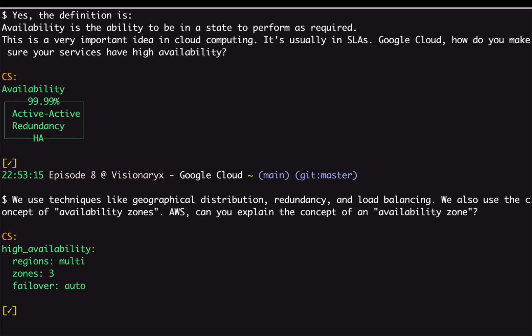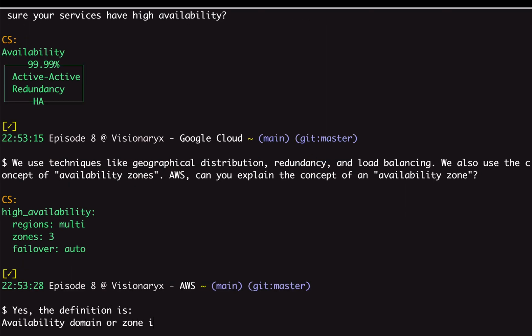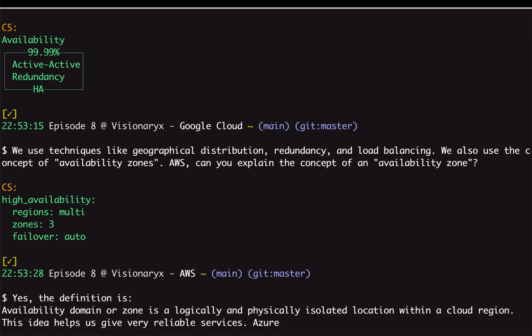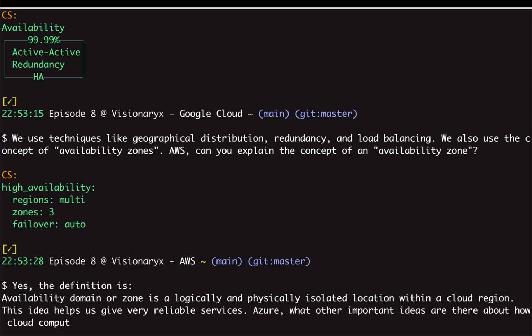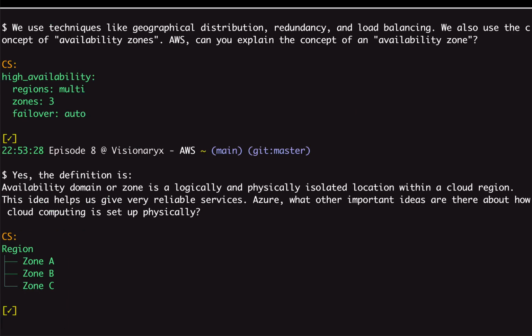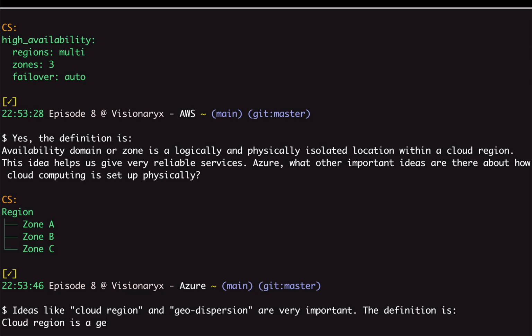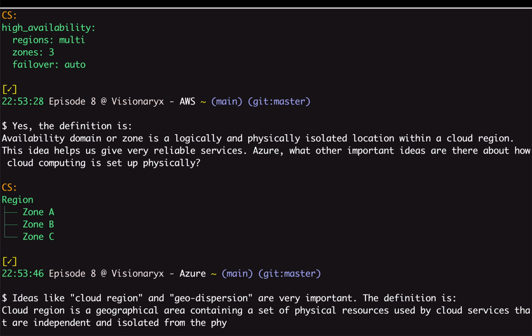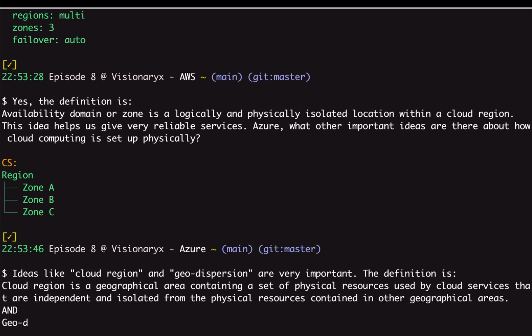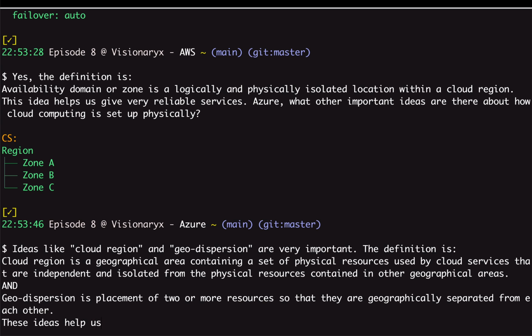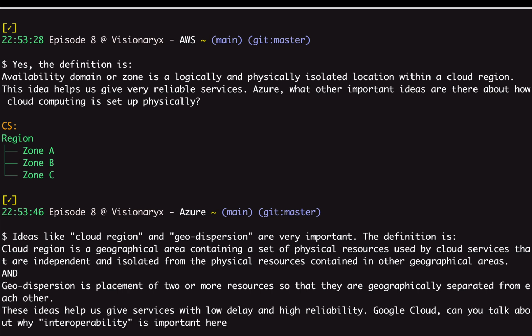AWS, can you explain the concept of an availability zone? Yes, the definition is: availability domain or zone is a logically and physically isolated location within a cloud region. This idea helps us give very reliable services. Azure, what other important ideas are there about how cloud computing is set up physically? Ideas like cloud region and geodispersion are very important. The definition is: cloud region is a geographical area containing a set of physical resources used by cloud services that are independent and isolated from the physical resources contained in other geographical areas. And geodispersion is placement of two or more resources so that they are geographically separated from each other. These ideas help us give services with low delay and high reliability.